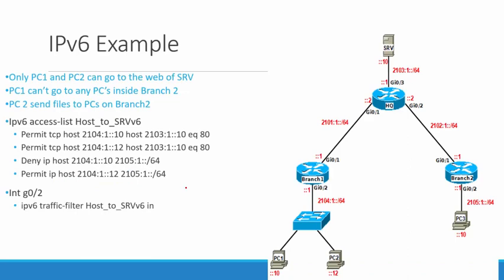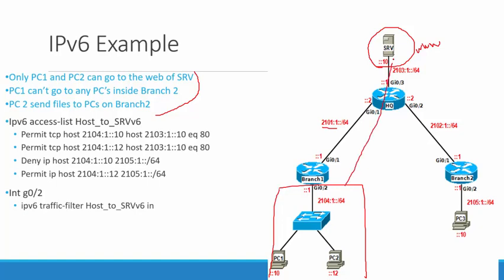So here's our first IPv6 example. I took the same information, so if you watched the IPv4 video, this will look really familiar. The topology is the same, and the requirements are the same. The only difference is that I'm using an IPv6 network rather than an IPv4 network. Here what we're going to do is allow only PC 1 and 2 to get to the web of SRV, so that's www, port 80. These guys here, we're going to allow them to go there.